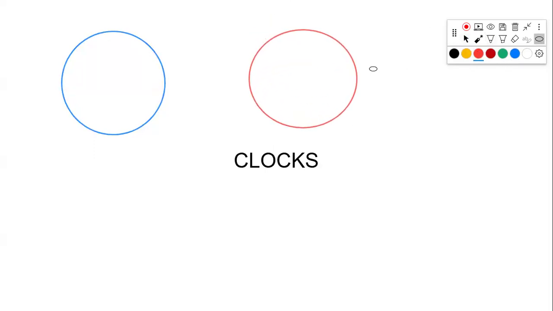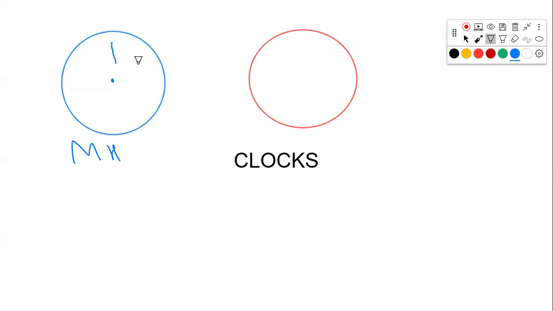Let me draw clocks. Say this is one clock, and say this is another one. Why I have drawn two, I will let you know. Assume that this is the minute hand. We are only focusing on the minute hand. You know the longer one is generally referred to as the minute hand.